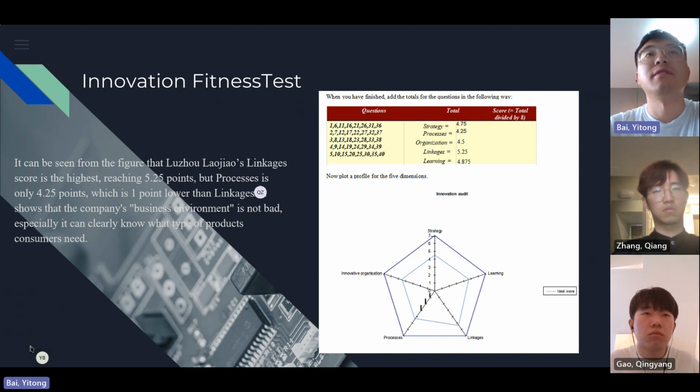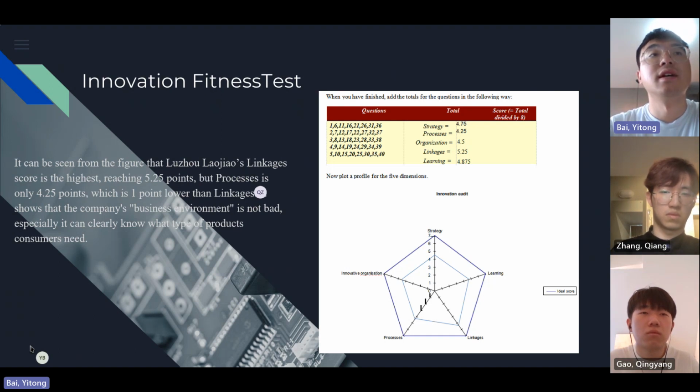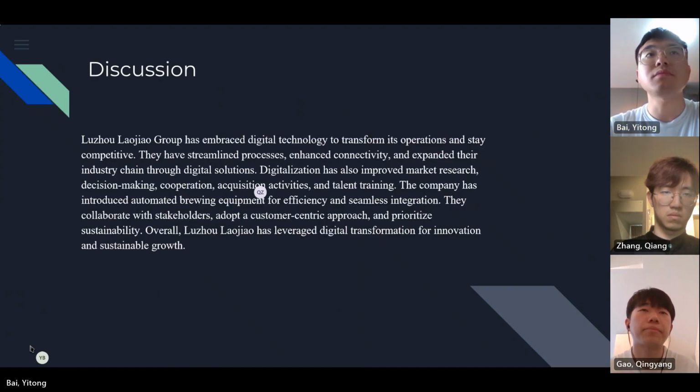Okay, the last one is the innovation fitness test. It can be seen from the figure that Luzhou Laojiao's score is the highest in research, 5.25 points, but the process is only 4.525 points, which is 1 point lower than the Lincoln case. This shows that the company's business environment is not bad. Especially, it can clearly know what type of products customers need.